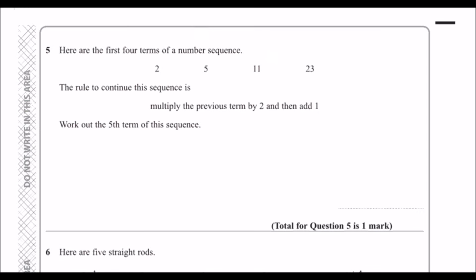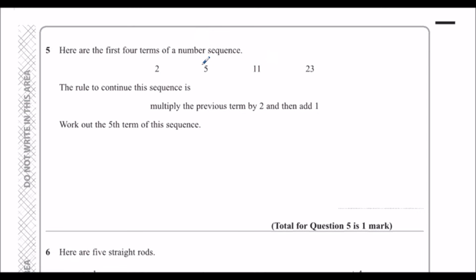Question 5. Here are the first 4 terms of a number sequence. The rule to continue the sequence is multiply the previous term by 2 and then add 1. And we need to work out the 5th term of the sequence. So to get from the previous term to the next term, we multiply it by 2 and then add 1. So the first term's 2. 2 2s are 4, plus 1 is 5. So the second term is 5.